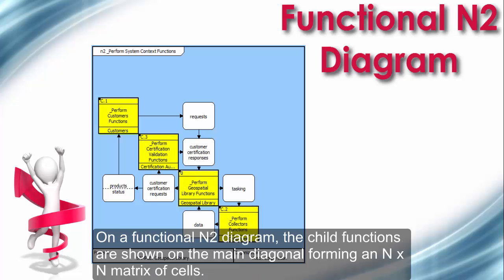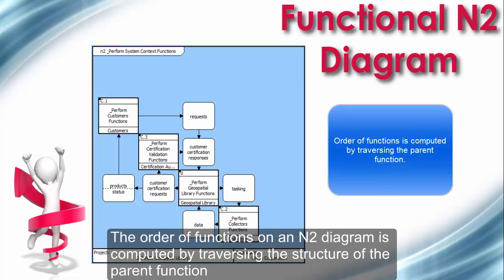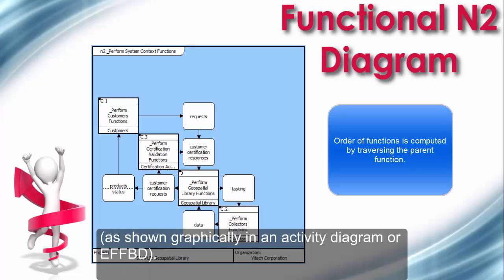On a functional n-squared diagram, the child functions are shown on the main diagonal, forming an n by n matrix of cells. The order of functions on an n-squared diagram is computed by traversing the structure of a parent function, as shown graphically in an activity diagram or EFFBD.